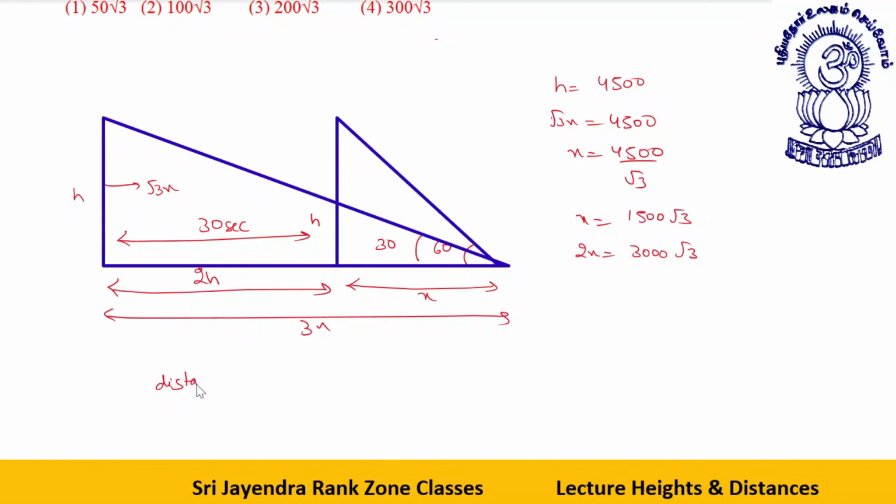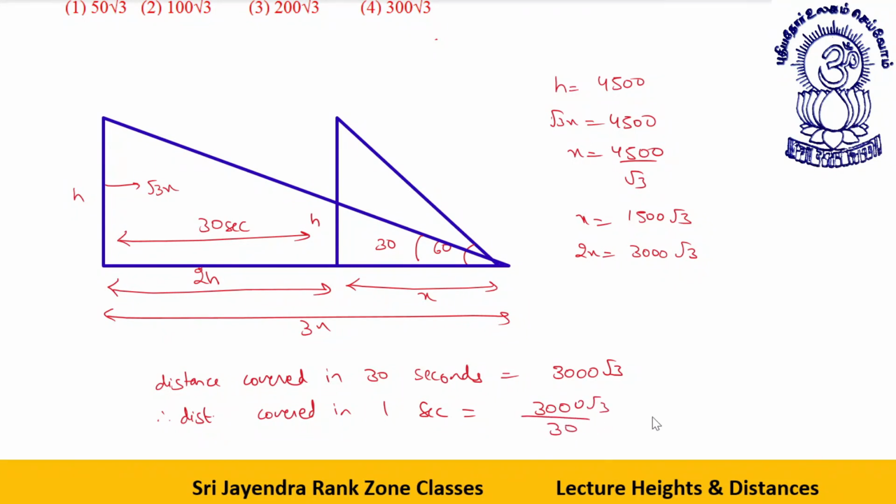Distance covered in 30 seconds is equal to what? 3000 root 3. Therefore, distance covered in 1 second will be how much? 3000 root 3 divided by 30, or I can say a 0 and a 0 cancel, 100 root 3 meter per second. Option number 2 is the answer.